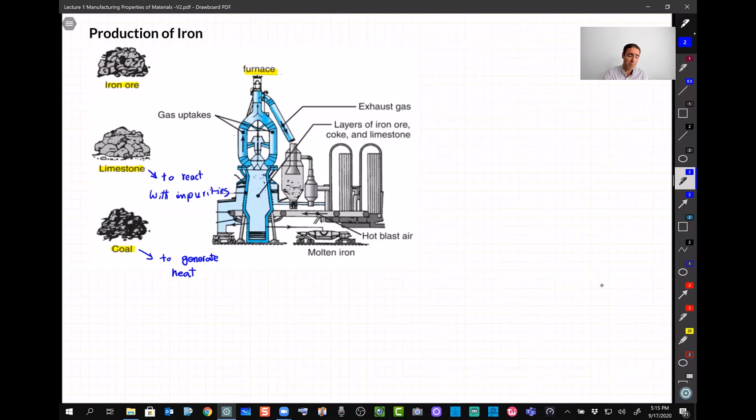But the material that we get has also other components in it. For example, it has carbon, maybe something around 4%. It has silicon, maybe something around 1.5%. And other things like magnesium and maybe other impurities as well. So if we can get rid of some of these impurities and maybe add other components, then we will make a better metal, which we call steel.